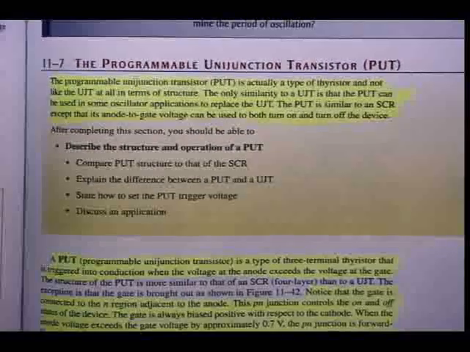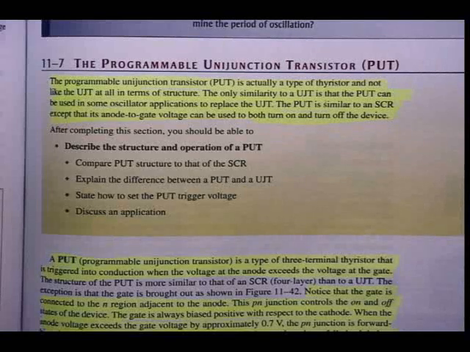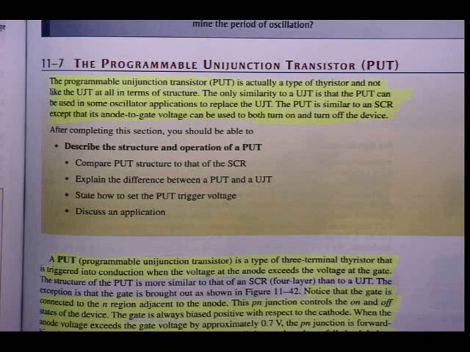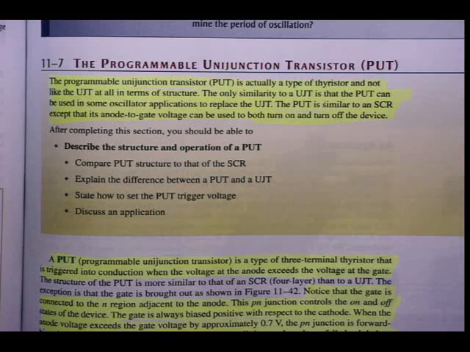But anyway, the programmable unijunction transistor, or the PUT, is actually a type of thyristor and not like the UJT in terms of structure, but we haven't discussed the UJT, so don't worry about that. The only similarity to the UJT is that the PUT can be used in some oscillator applications to replace the UJT. The PUT is similar to an SCR, except that its anode to gate voltage can be used to both turn on and turn off the device. Of course, again, I have to know the symbol.